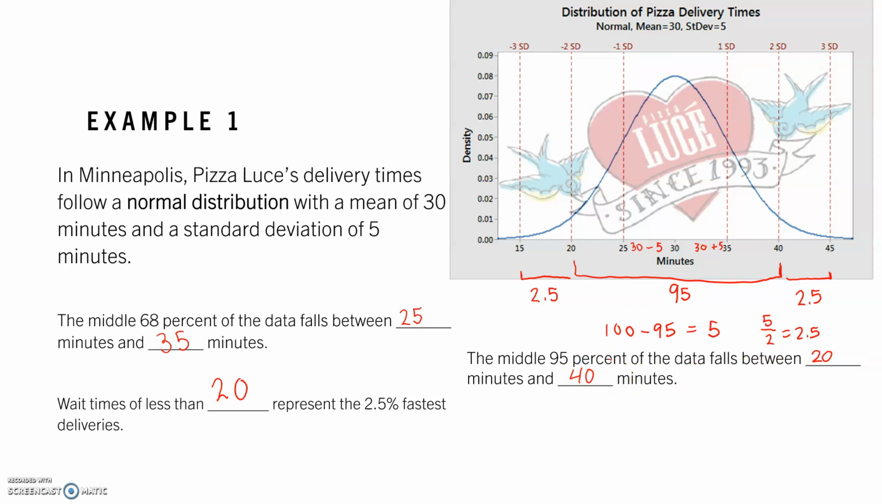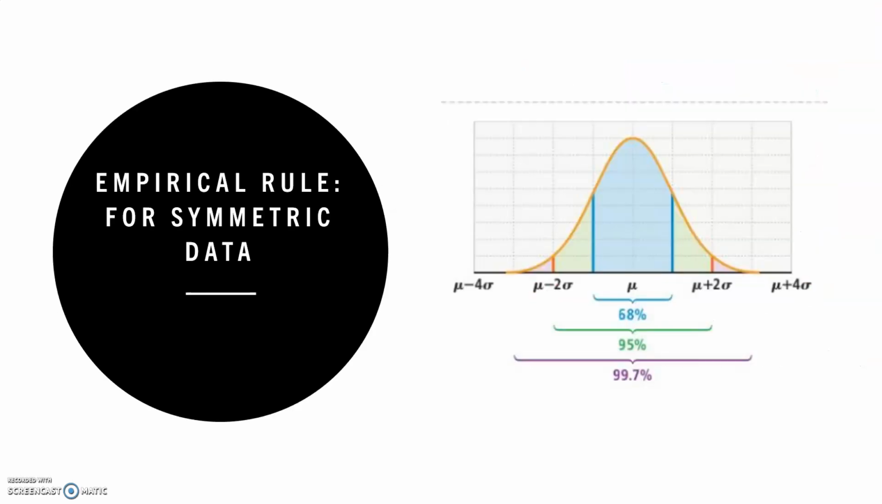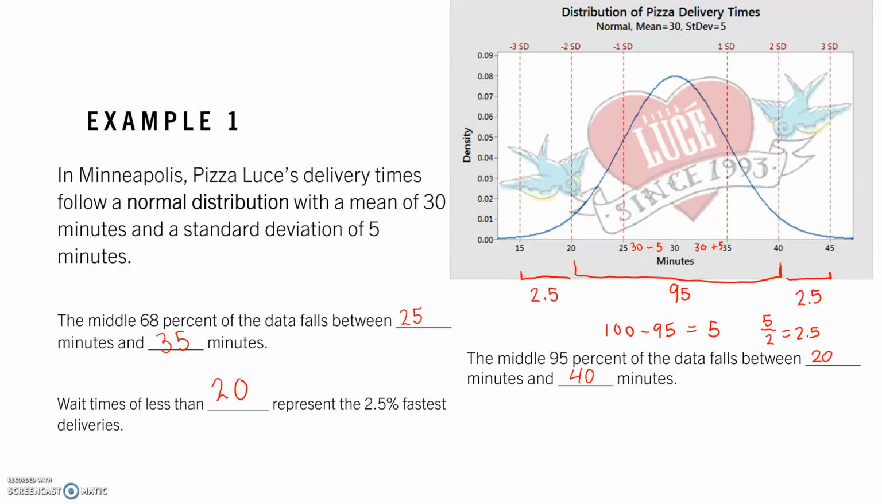The things that change for your normal distribution are what your mean is and what your standard deviation is. The things that don't change are the 68%, the 95%, and the 99.7%. That's always the same. The only thing you're doing is changing what values you're using for your mean and your standard deviation.